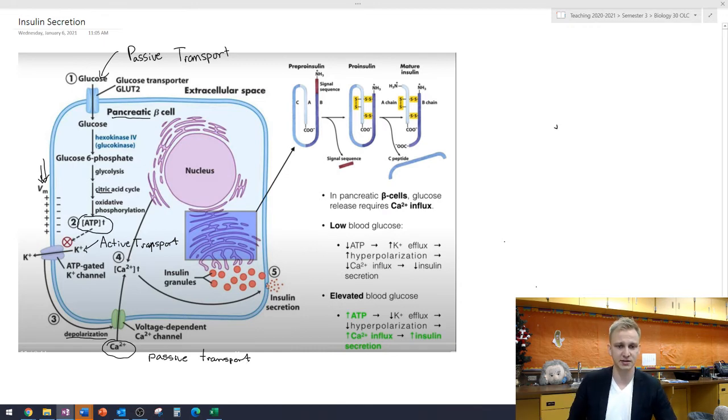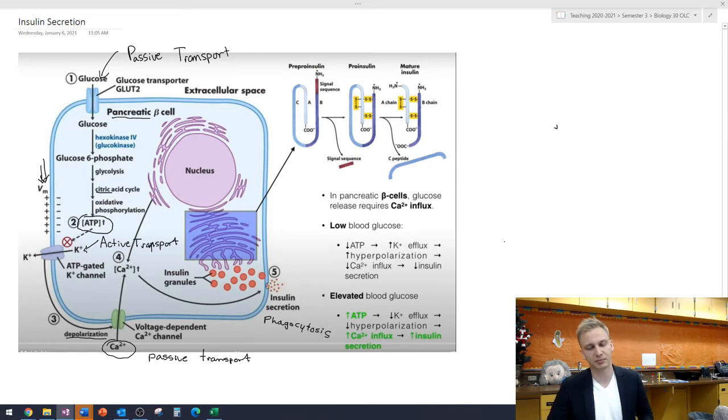Once we get the calcium moving inside the cell, that calcium is going to signal to these insulin granules, hey, we need to get this insulin outside of the cell. And that'll happen through phagocytosis. Once it leaves the cell, this insulin is going to enter the body, and it'll be secreted out, and it'll be delivered to all the cells that need the insulin.